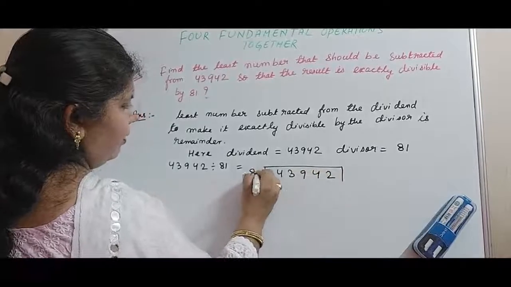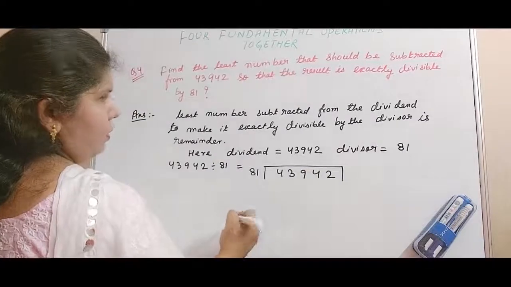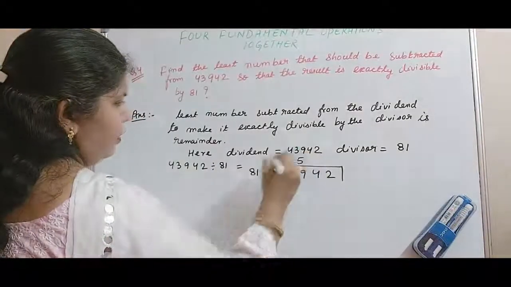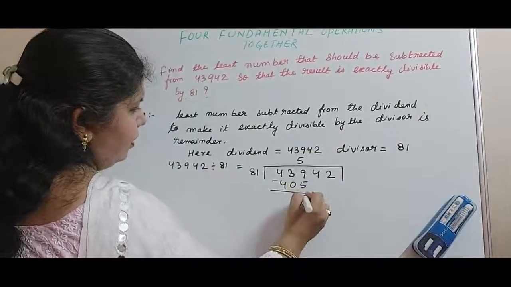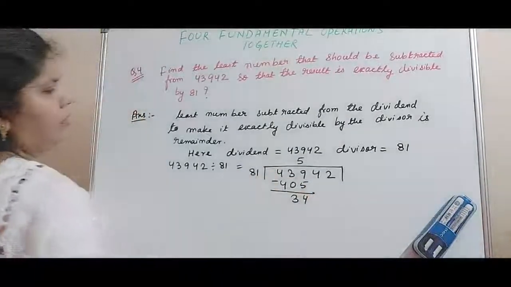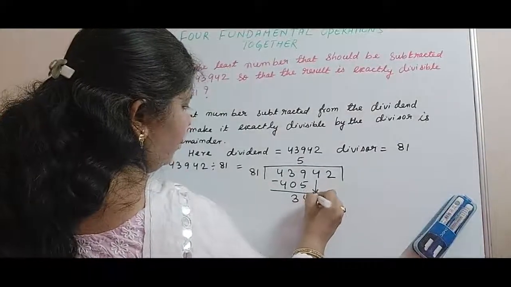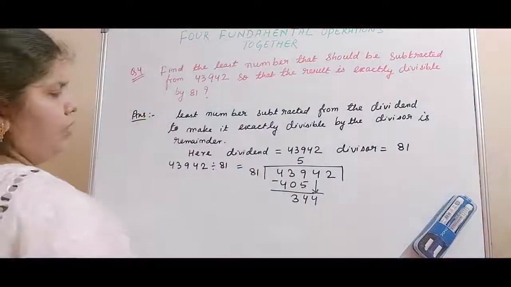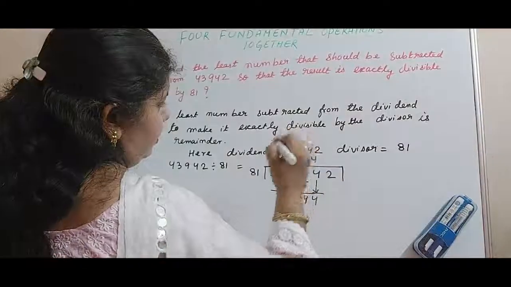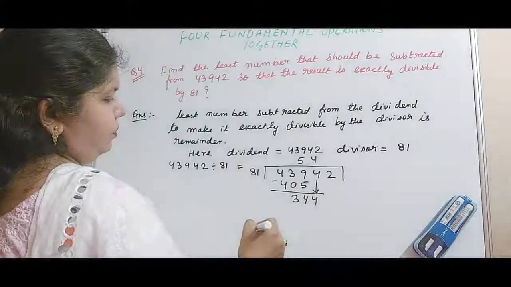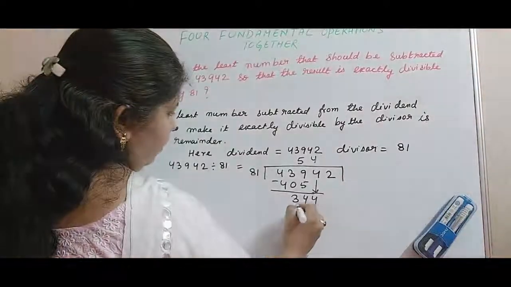43942 here 81. Now 81 5s are 405. 81 5s are 5 1s are 5, 8 5s are 40. So 405, after subtraction we get 34. Bringing the next number, that is 4 down, we get 344. So 81 4s are how much? Okay, 81 4s means you have to add another 4. So 324.